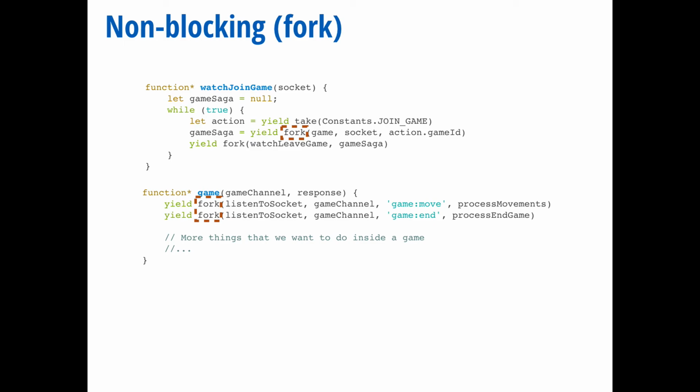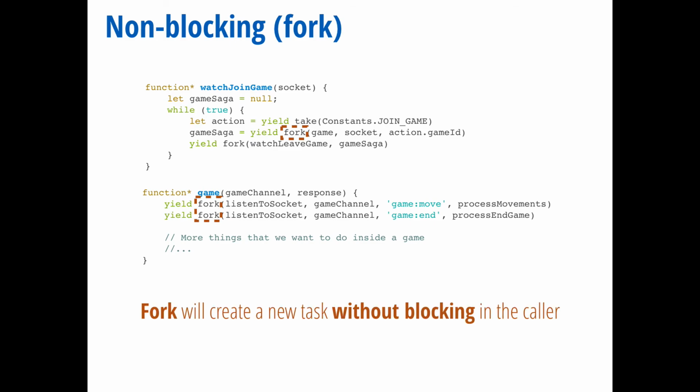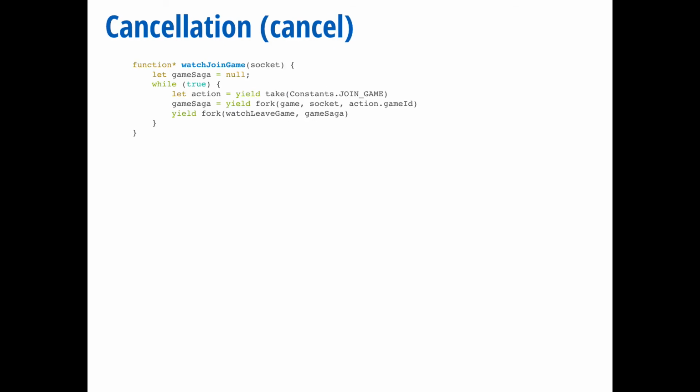This is also interesting because you can have separation of sub parts of your application or sub parts of your side effects, and so it creates a new task without blocking the caller. So when we go from this fork, it will just continue running the next one and the next one and the next one. It won't wait for the first one to stop, as it would with call.